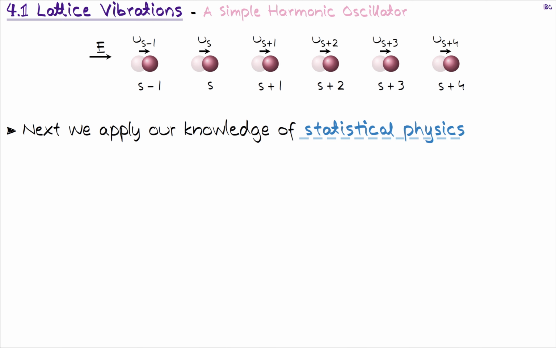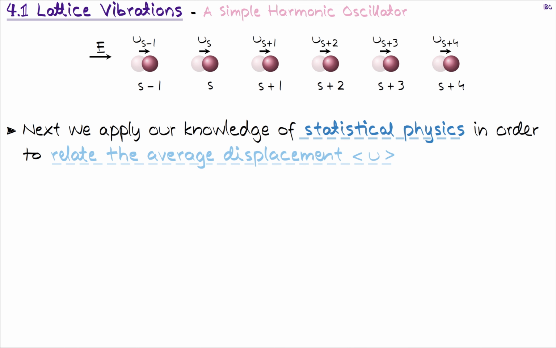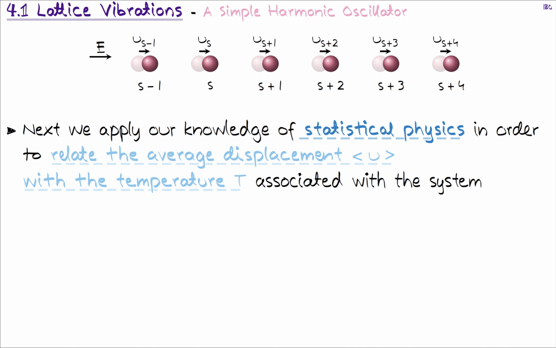And what we do next is that we apply our knowledge of statistical physics, and we want to relate the average displacement u with the temperature T of our system that we are dealing with. So this is what we want to do, because then when we consider that we heat up the solid or go into cryogenic temperatures, we would see what would happen on average for the displacement, for the strength of the displacement. And with this, we want to validate the assumption that we can still approximate that we have a harmonic oscillator system.